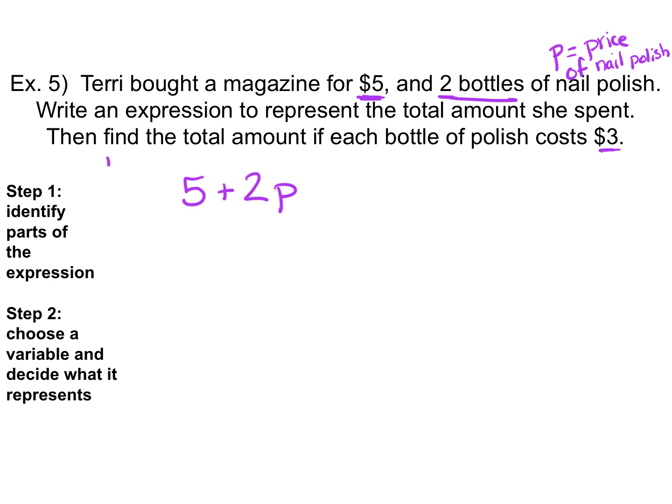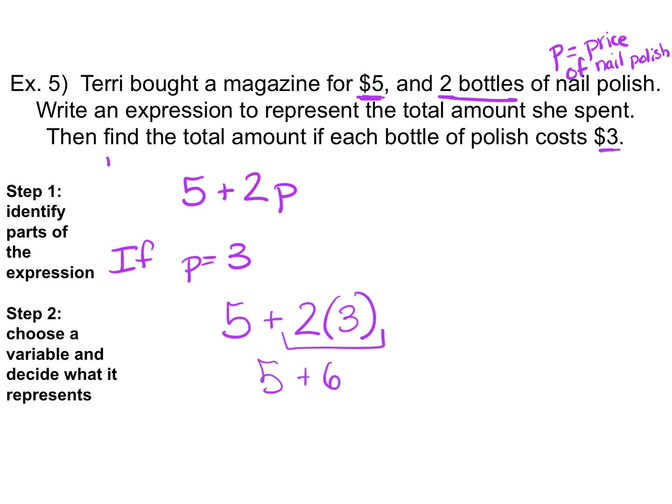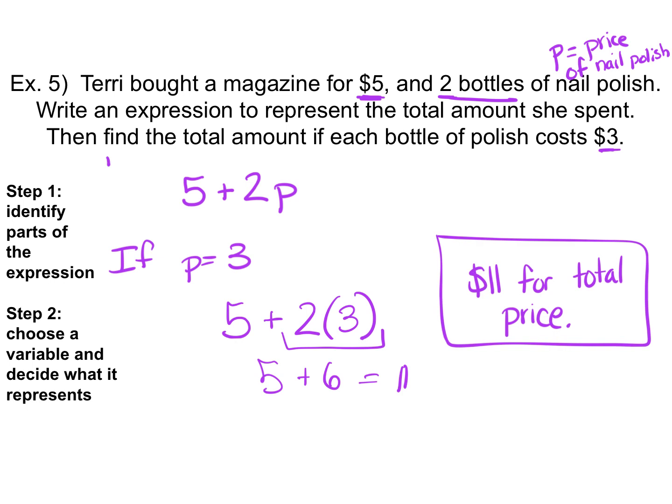I already wrote P equals the price of the nail polish. Now it did say if the price P equals 3, how much would it be? Well, I'd have 5 plus 2 times P, which is 3. So 2 times 3 is 6. So 6 plus 5 is 11. So that means it would be $11 for the total price. And my expression that they wanted would be 5 plus 2P.